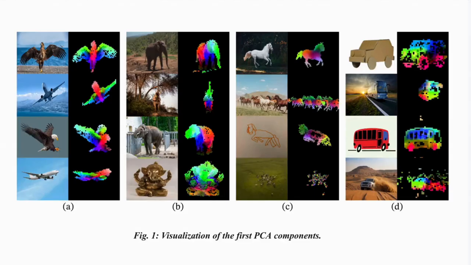This figure shows the first three PCA components of DINOv2 patch level features, visualized as RGB colors. Each row has similar looking images, and what's impressive is that the model aligns key parts like wings, heads, or wheels across different styles, poses, and even object types. This proves that DINOv2 learns consistent, semantically meaningful features at the pixel level without any labels or segmentation supervision.